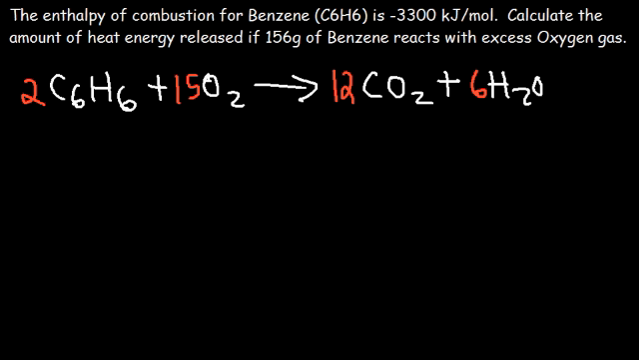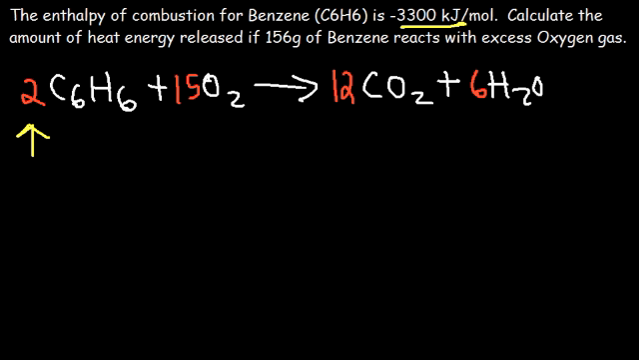So now, what is the enthalpy change for this reaction? Is it negative 3300 or is it something else? Now, if we had a 1 in front of C6H6, then it would be negative 3300 kilojoules, because it's kilojoules per mole. So if 1 mole of benzene reacts with excess oxygen gas, 3300 kilojoules of heat energy will be released.